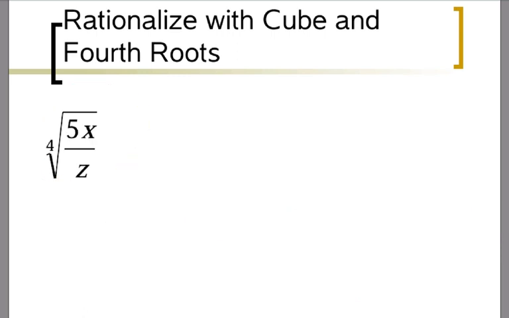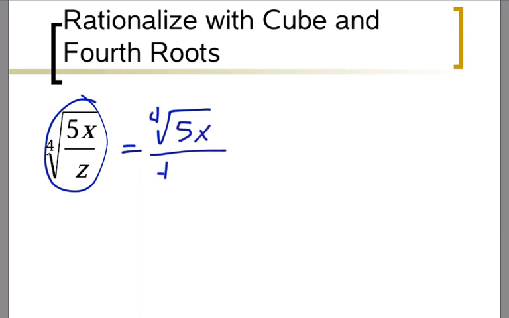So this time we're going to throw a fourth root in there. And notice again it's square root of a whole fraction, so we want to break it up. Square root at top, the fourth root this time of the 5x, and the fourth root of the z. Now, I can't simplify anything because I don't have any powers here in the 5, the x, and the z. So I need to multiply. I need another 3 z's.